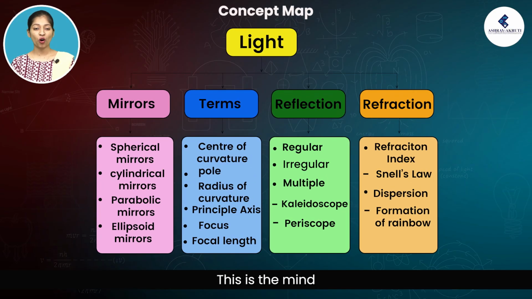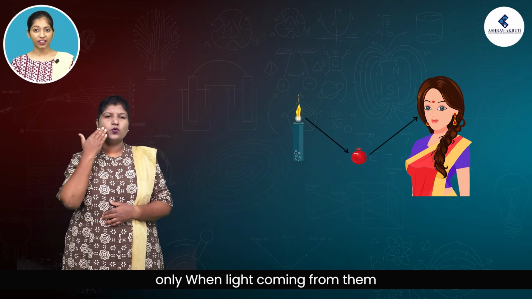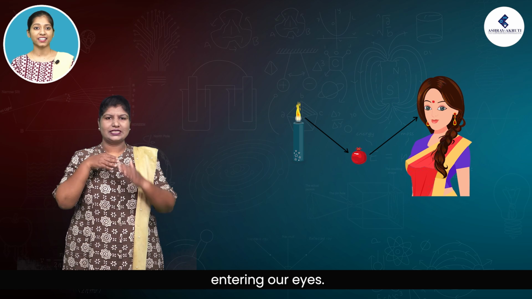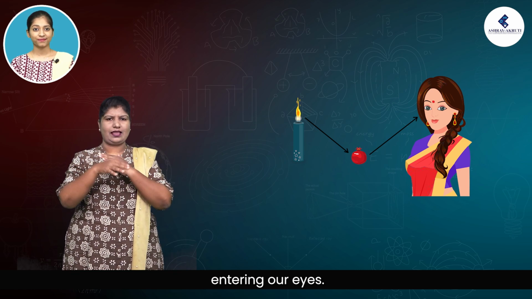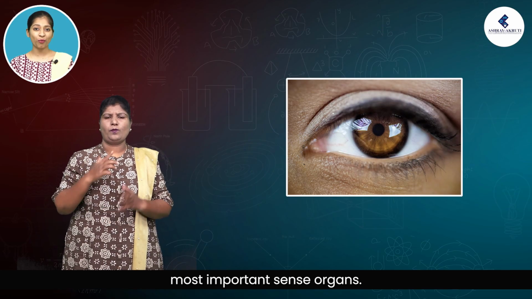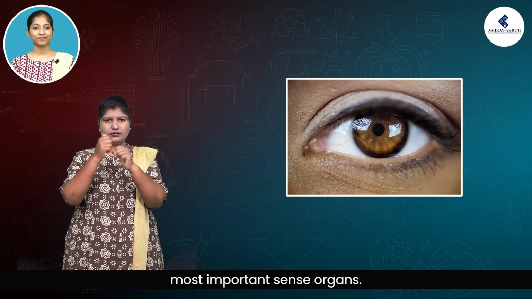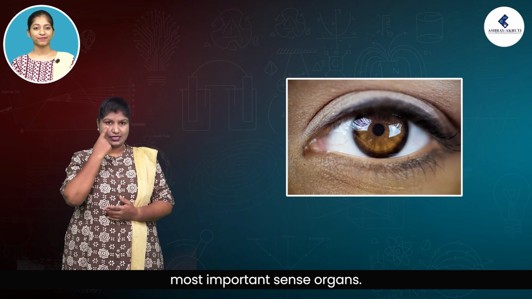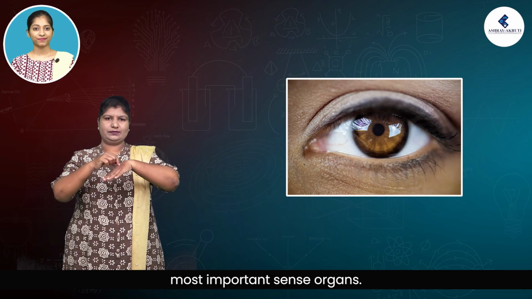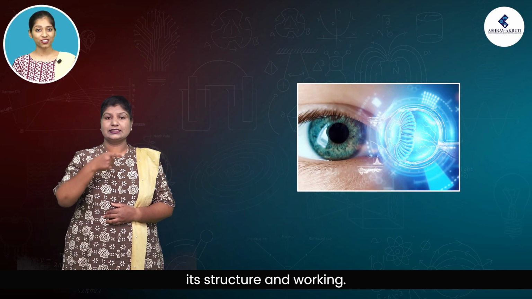This is the mind map of light. We see things only when light coming from them enters our eyes. The eye is one of our most important sense organs. It is therefore important to understand its structure and working.